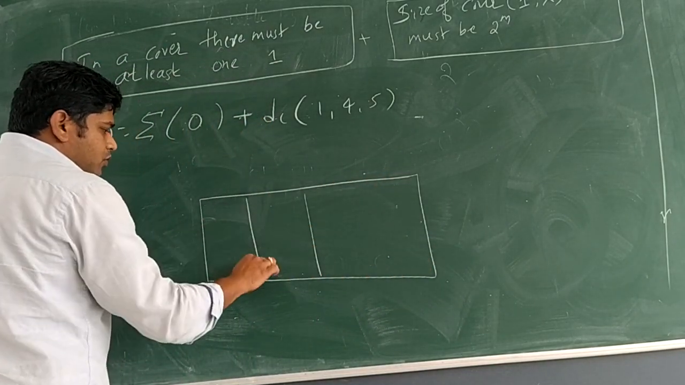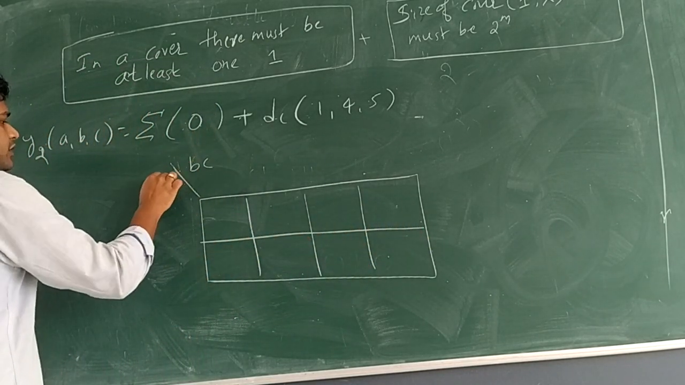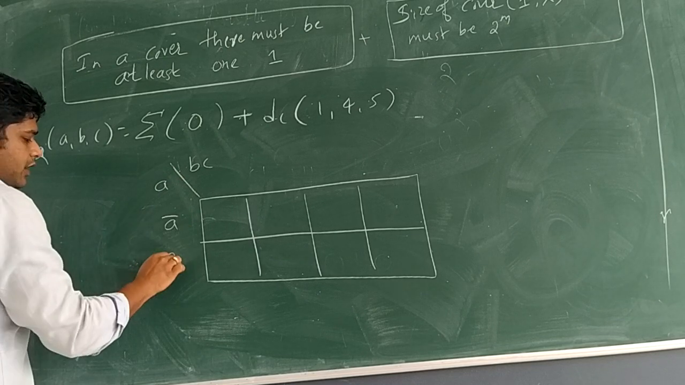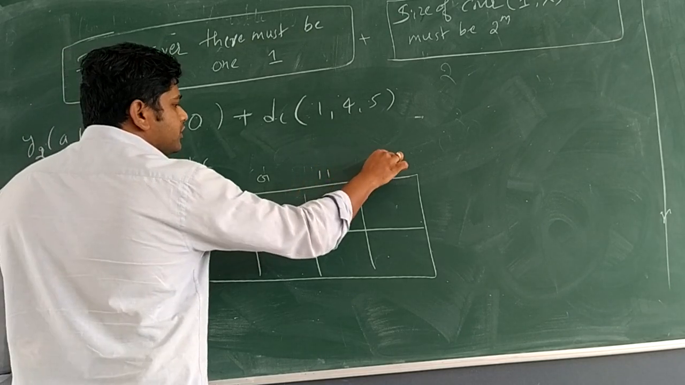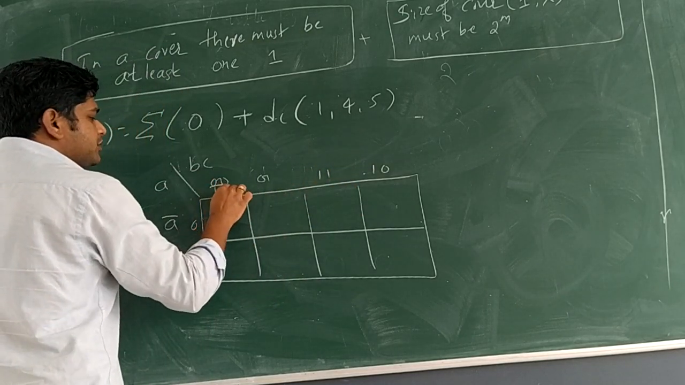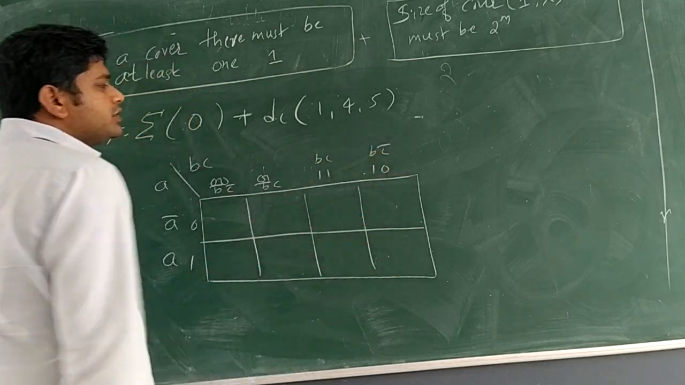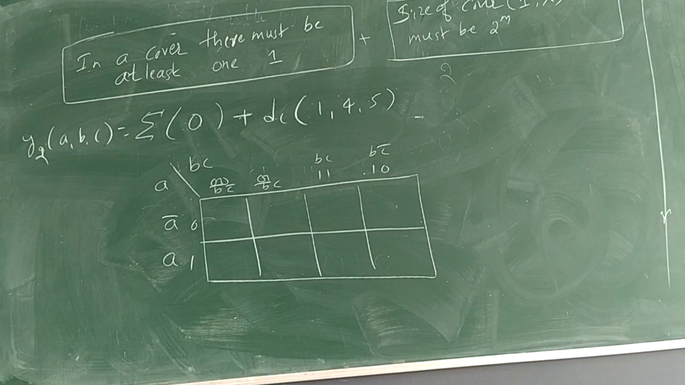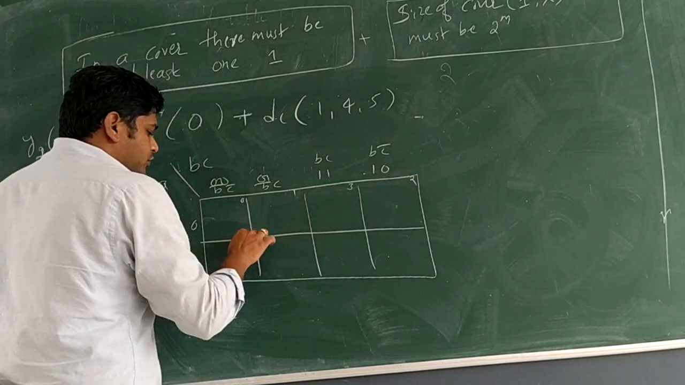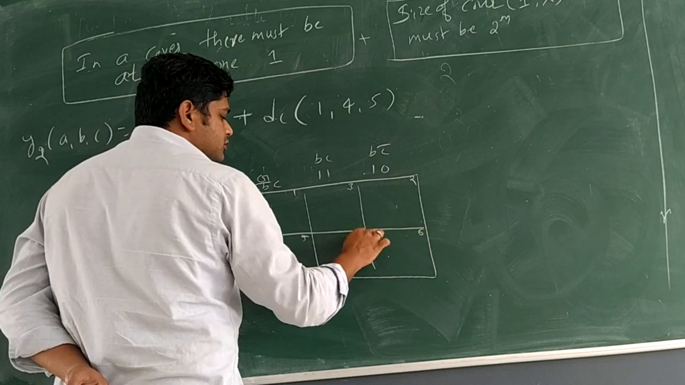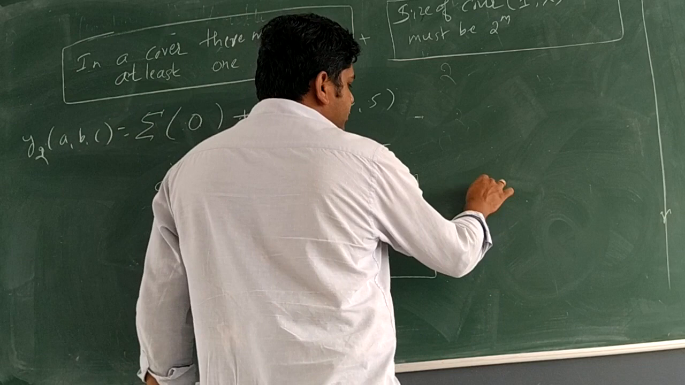Draw a K-map of 3 variables. Here it is BC, here it is A bar and A, because 0, 1 and 0, 0, 0, 1, 1, 1, 1, 0. Hence it is B bar C bar, B bar C, B C, B C complement. Write the cell numbers 0, 1, 3, 2, 4, 5, 7 and 6. Okay.